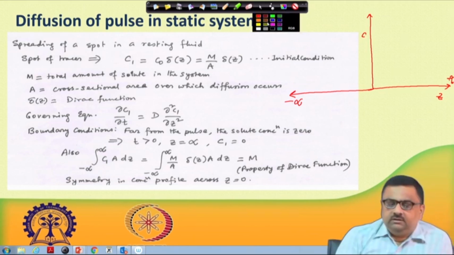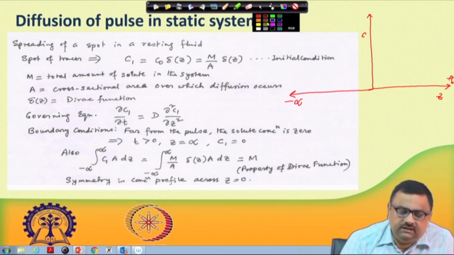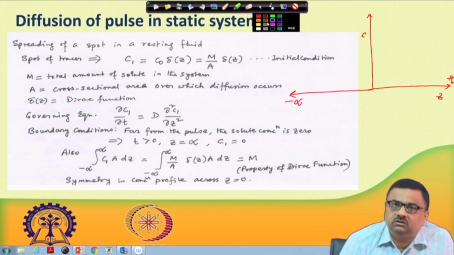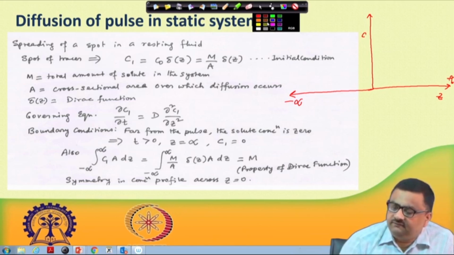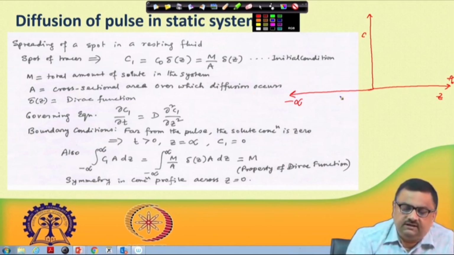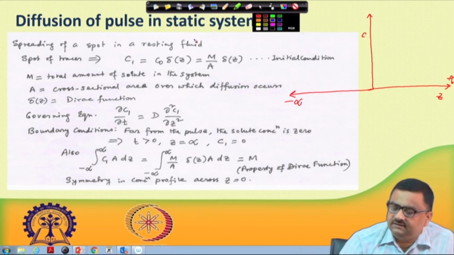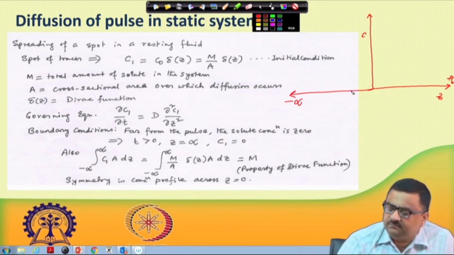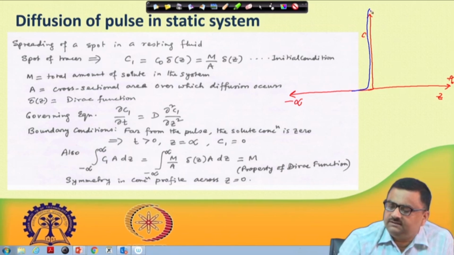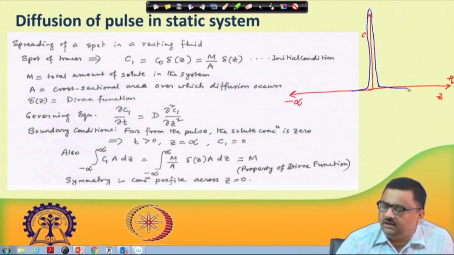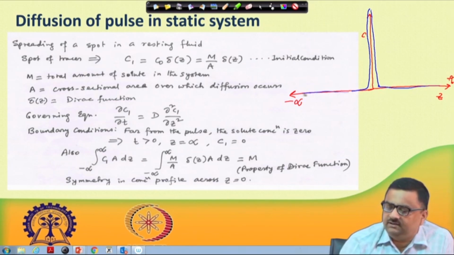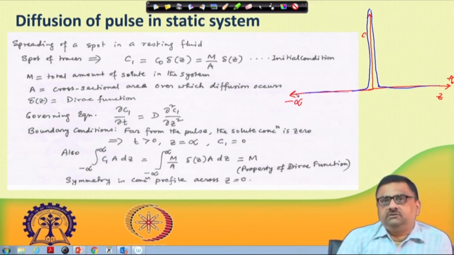So, here initially there is a spot of ink put in a resting fluid. So, we are trying to understand the diffusion of a pulse in a static system. So, that means, suppose we give a pulse here. Pulse means it has a very high value at z equal to 0 and everywhere it is 0 at time t equal to 0. So, this we have provided.